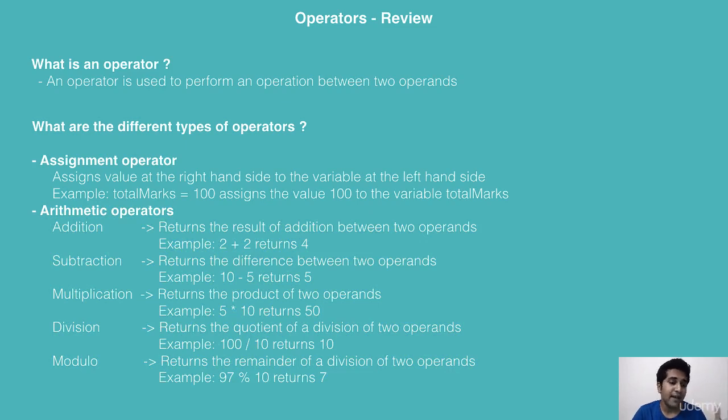Third is the multiplication operation, which is used to return the product of 2 operands. Fourth is the division operation, which returns the quotient of a division performed. And finally, we have the modulo operator, which returns the remainder of a division performed. In this example, we are dividing 97 by 10 and the remainder 7 will be returned.